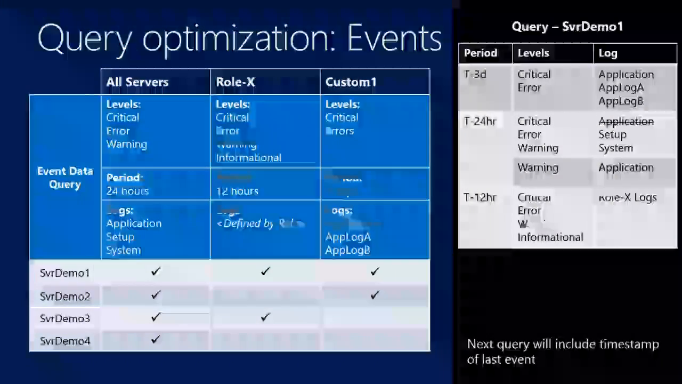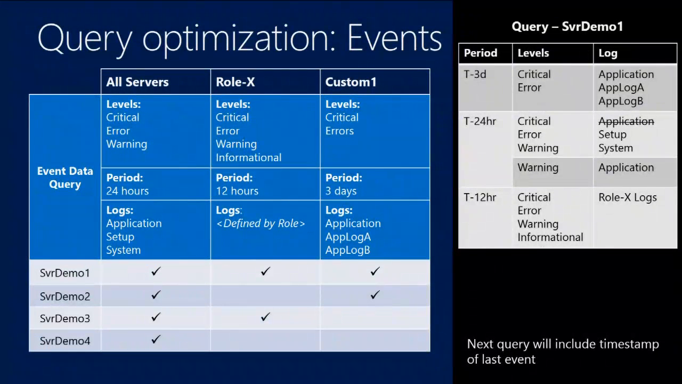But if you go and create another custom group, and that custom group will be configured to collect critical and errors every 3 days and collect some application-specific log, Server Manager will start doing some optimization on how it contacts server demo 1. You can see that server demo 1 has to participate in all of those queries. So it will get information collected from it every 3 days, every 24 hours, and every 12 hours as well. But the warning level information has a unique behavior behind the scenes: it collects the application log every 24 hours and stops collecting that a second time because it's unnecessary.